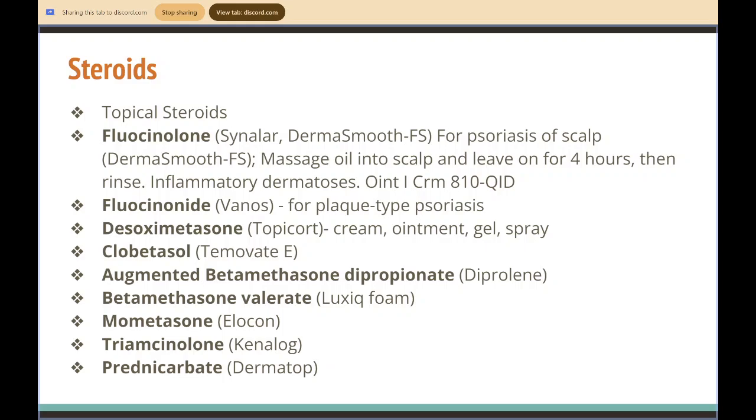Where there's a warning, where do you not use clobetasol under any circumstance? There's two areas of the body. If you can put that in the chat for me, if you're familiar. Once again, clobetasol, where do we not apply that? Then there's a Luxiq foam, Kenalog, and a few others.